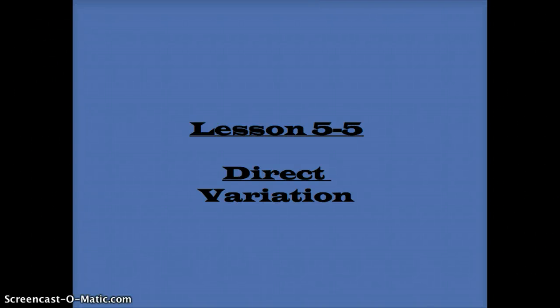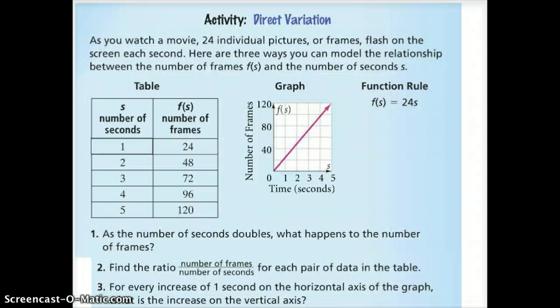All right, time for lesson 5.5, direct variation today. Let's look at a little situation that has direct variation in it. As you watch a movie, 24 individual pictures or frames flash on the screen each second. Okay? So when you're watching, there's a lot of images going through per second. Here are 3 ways that you can model the relationship.